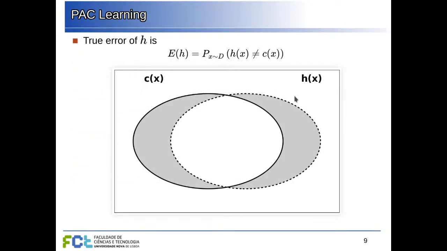Now, the true error will be the probability of making a mistake given our hypothesis, the one that we selected, and the probability of this hypothesis making a mistake is the probability of giving us a class that is different from the true class. So if our hypothesis is classifying, for example, in class 1 these examples, but actually these examples are the ones that belong to class 1, we have some errors here where we are misclassifying some examples.